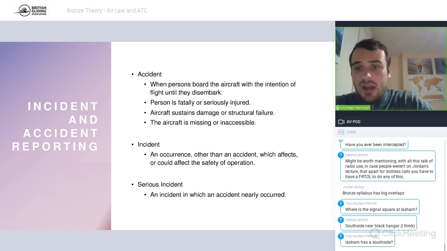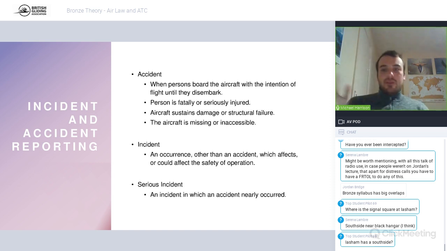Serious incidents are things where it was nearly an accident. And the only real difference between an accident and an incident, or a serious incident, is whether or not somebody was injured or the aircraft was damaged. So if something happened and the aircraft by all rights should have been damaged, but somehow they got away with it, that's a serious incident.